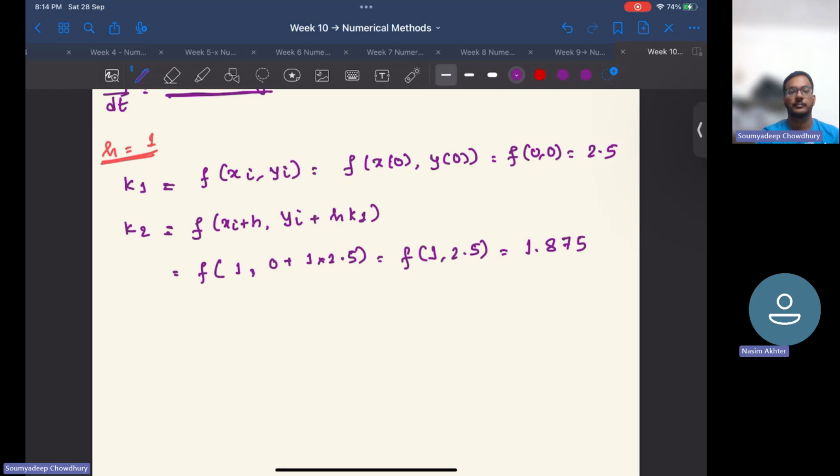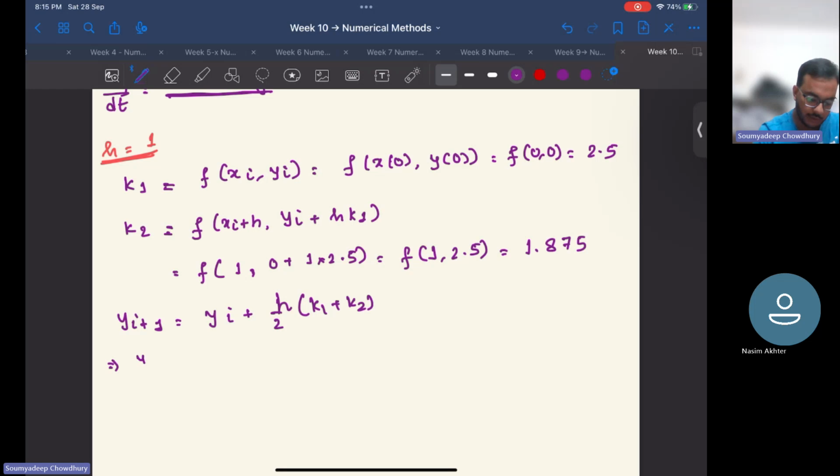Okay, so here we are substituting one variable in another, k1 in k2. Yes. So now my y of i plus 1 is yi plus h by 2 into k1 plus k2. K1 and k2 are the two slopes, one at xi, yi and the other at xi plus h and yi plus h k1. So these are the two intermediate points we were talking about. Here we are finding the slope.